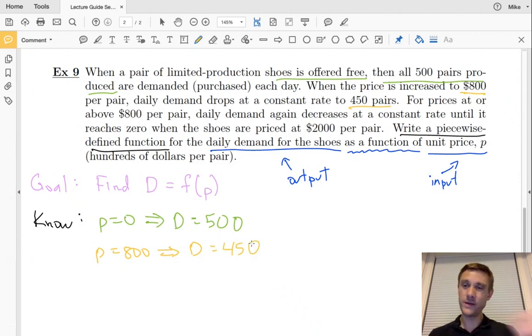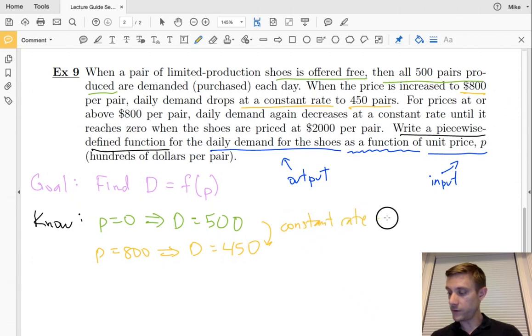I guess it makes sense, right? If it gets more expensive, then probably fewer people are willing to buy it. So dropping from 500 to 450 maybe makes sense as that price increases. And one other piece of helpful information there is that it's dropping at a constant rate. So constant rate is our catchphrase for a linear function.